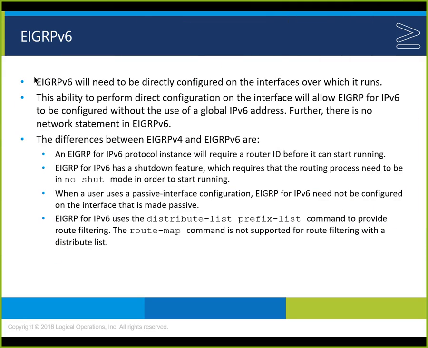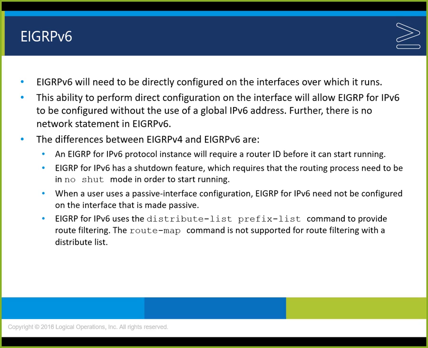You get this out of the way. It will need to be directly configured on the interfaces over which it runs. We saw that in the show command there. To perform direct configuration, it allows EIGRP to be configured without using the global IPv6 address. Further, there is no network statement in EIGRP for IPv6. We still have to establish an IPv6 EIGRP instance.